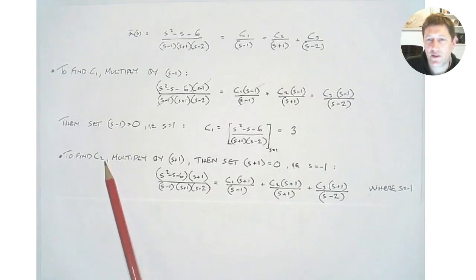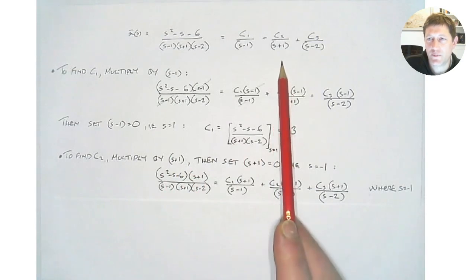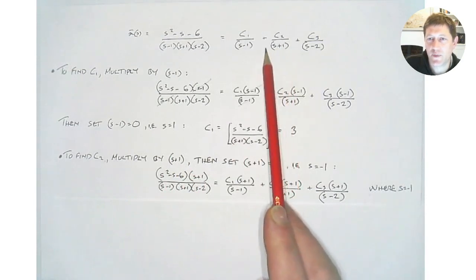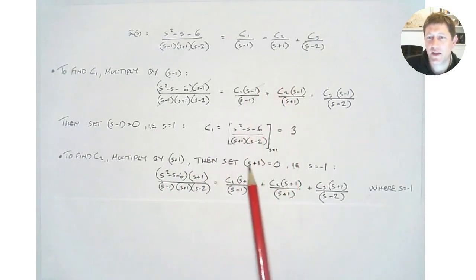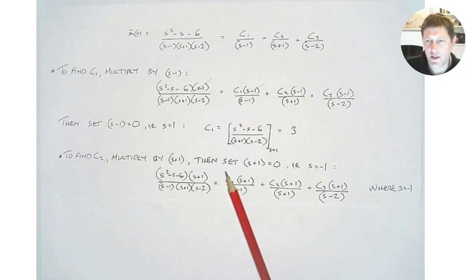When we want to find the coefficient C2, we multiply both sides by s plus 1. So that's the denominator of the fraction associated with C2. And then again, we use the special case where s plus 1 is equal to 0, i.e. s is equal to minus 1. We substitute in that particular value of s, and that will enable us to eliminate some of the unknown constants.